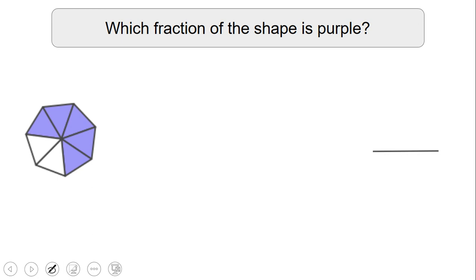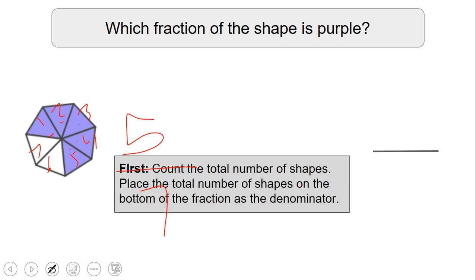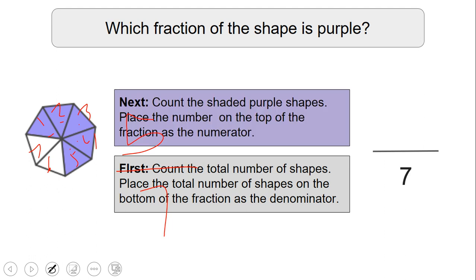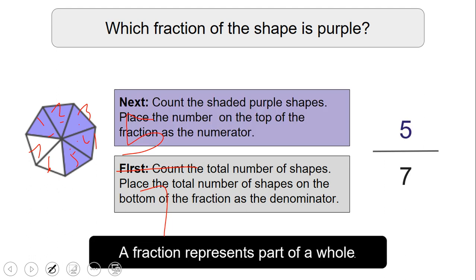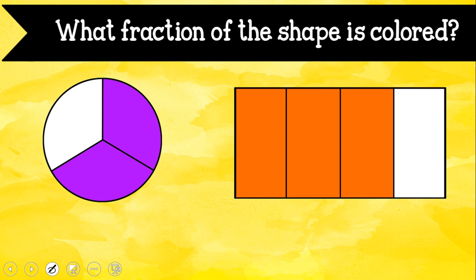So here we want to know what fraction of the shapes is purple. If I count all of the shapes, 1, 2, 3, 4, 5, 6, 7, I put 7 on the bottom, but I want to know how many are purple. So I go 1, 2, 3, 4, 5. I counted the total number of shapes, which was 7, and then I counted all of the purple ones, and that was 5. It's 5/7, okay? Let's look at more practice before I make you do your work, because I know fractions can be tricky.